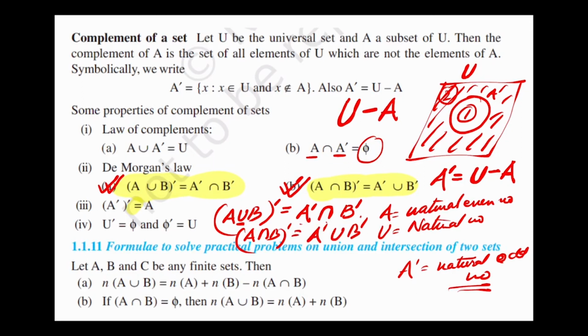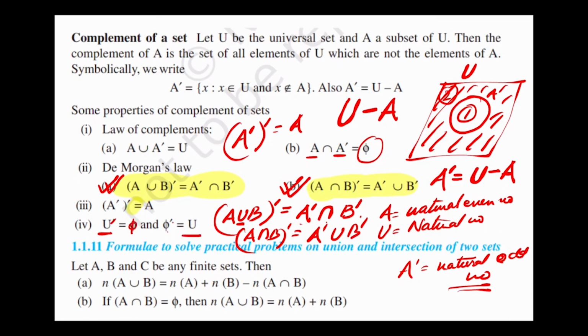Clear? That's it. If I do double complement, A bar and I'm doing one more, I'll get the same thing, A. If I'm doing universal set complement, I'll get phi. If I'm doing phi's complement, I'll get the universal set.